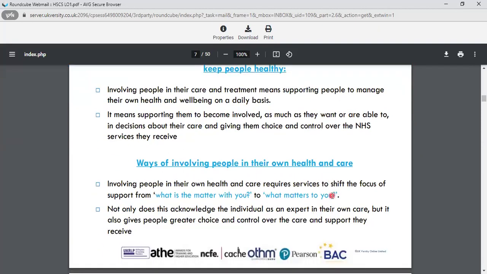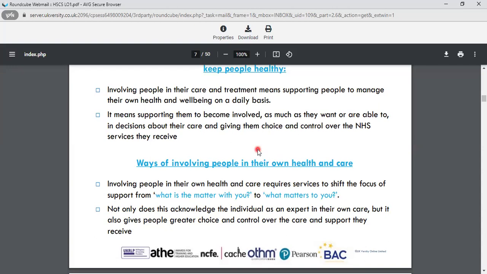Keeping people healthy involves people in your care and treatment. It means supporting people to manage their own health and well-being on a day-to-day basis. It will mean supporting them to become involved as much as they want to or are capable of in decisions about their care, and giving them choice and control over the NHS services that they require or receive.